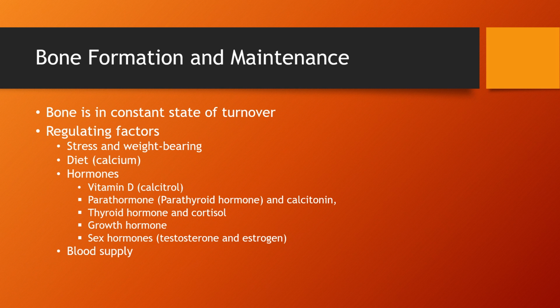Thyroid hormone also is another hormone that plays a role in bone health. It can result in increased bone resorption and decreased bone formation. So someone with high levels of thyroid, such as those with Graves' disease, can have issues with decreased bone mass and bone formation.